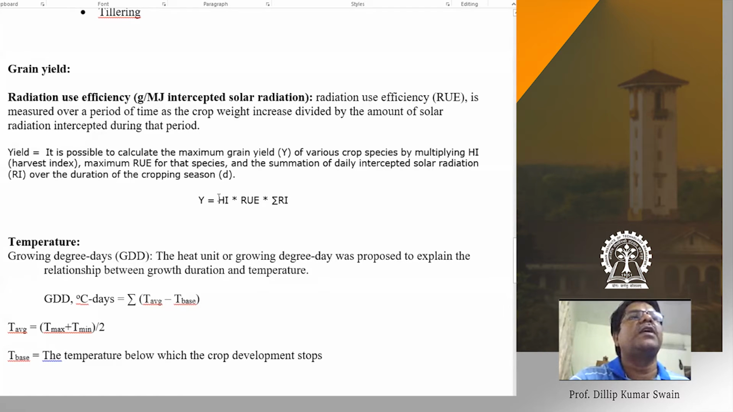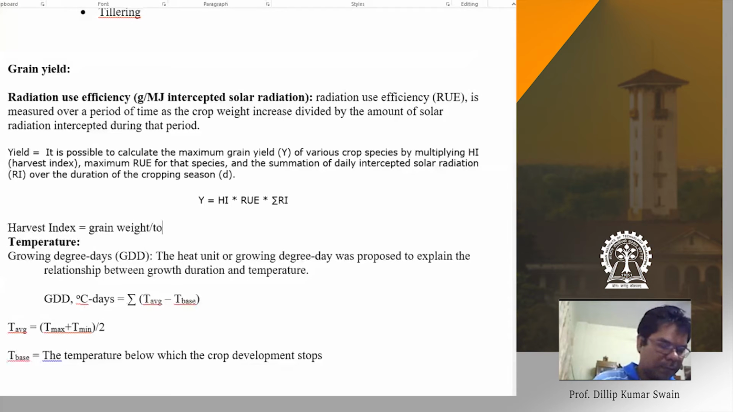And with biomass, you multiply the harvest index. Harvest index is the grain weight divided by the total biomass. So you multiply the harvest index with the total biomass. Radiation use efficiency into radiation interception gives the total biomass, then you can get the yield.